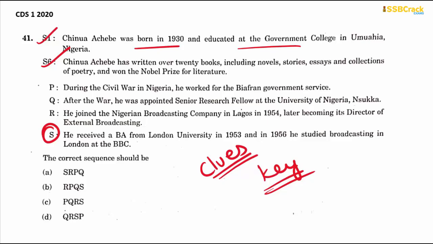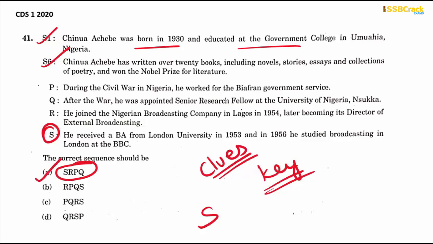So basically you need to find the combination that will start with letter S. Now look into the options. There are 4 options. Out of 4, only one option starts with the sequence S.